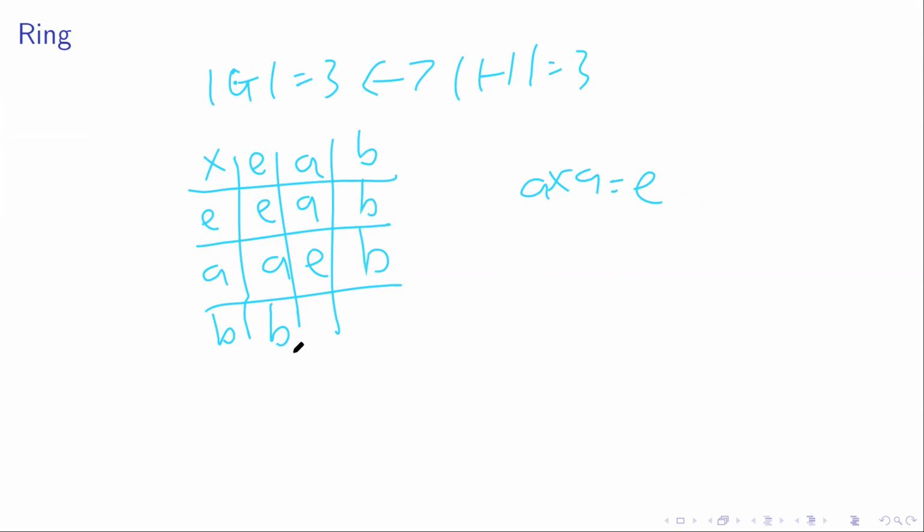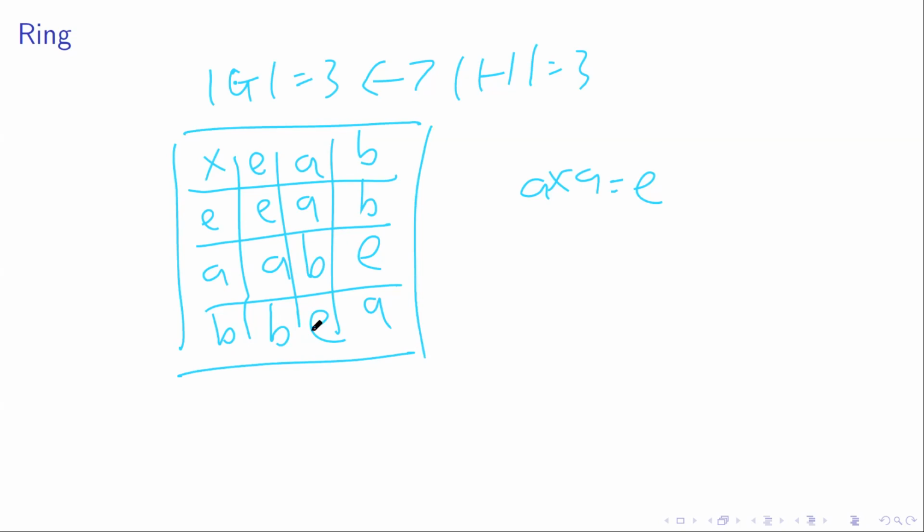Basically, you cannot have the same row or same column to be the same element. So it's like solving Sudoku. We know that this must be B, and this must be A, and these two must be E. So by construction, this is the only possible group with order 3. It must be in such a property.